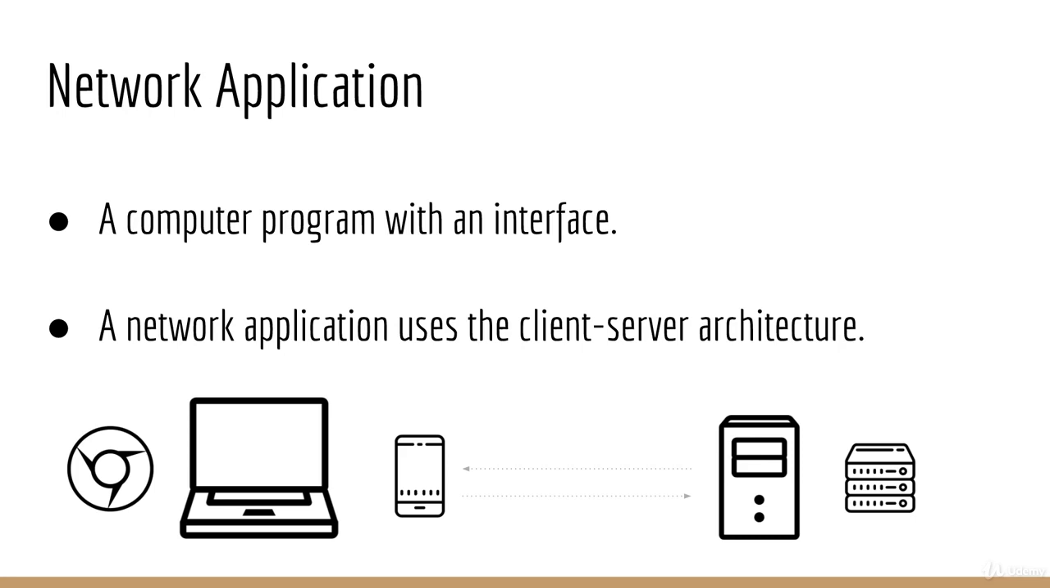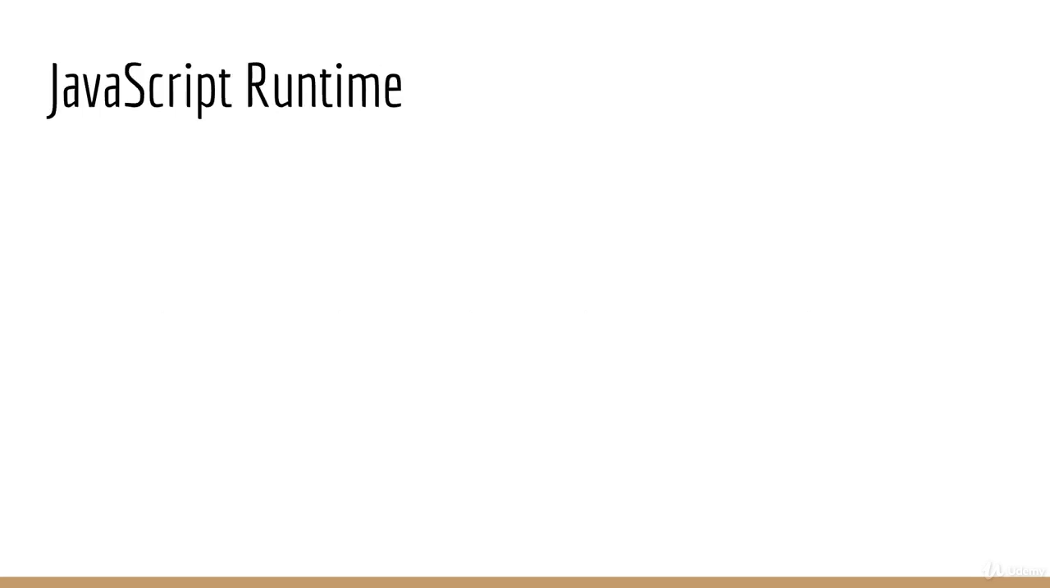And a network application is one that uses a client-server architecture, where a client computer runs an application that sends and receives data to be processed by a server. Now let's dive into the idea that Node.js is an asynchronous, event-driven JavaScript runtime. Let's start with defining a runtime.